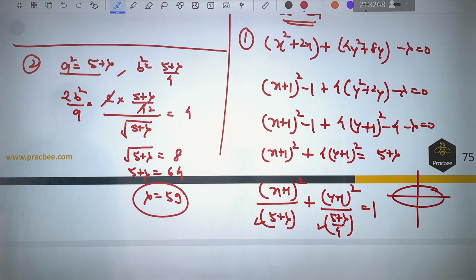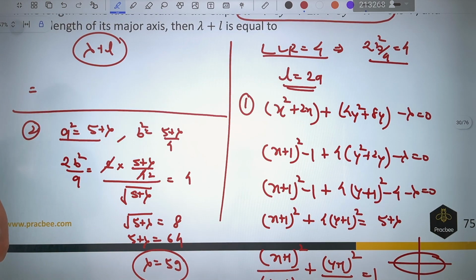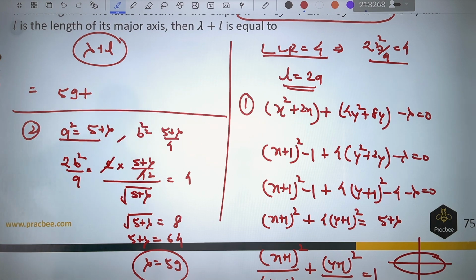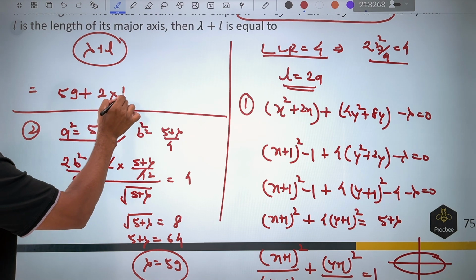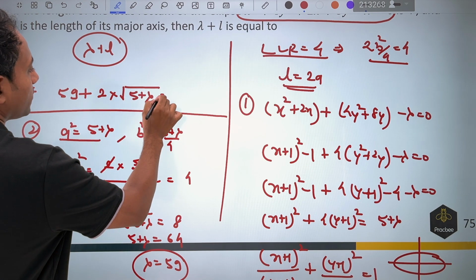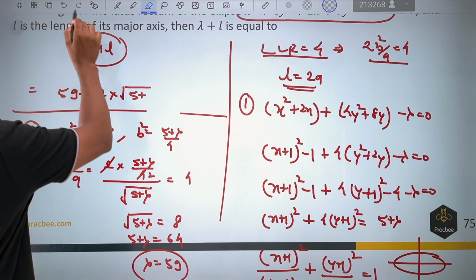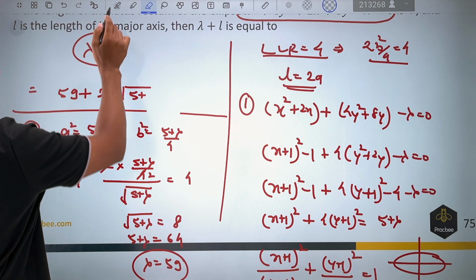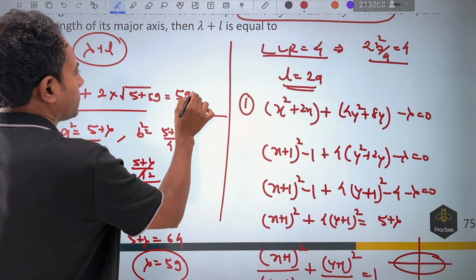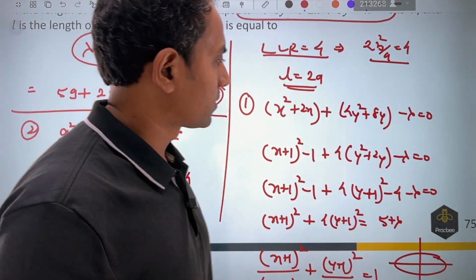Now once you have got the value of lambda, things have opened up, because now if I want to find this value, lambda is 59, and L is 2 times a. So this will become 2 times root of 5 plus lambda. Substitute the value of lambda here as well, so I can replace this lambda by 59. So this comes out to be 59 plus 2 into 8. Simplify and get the answer.